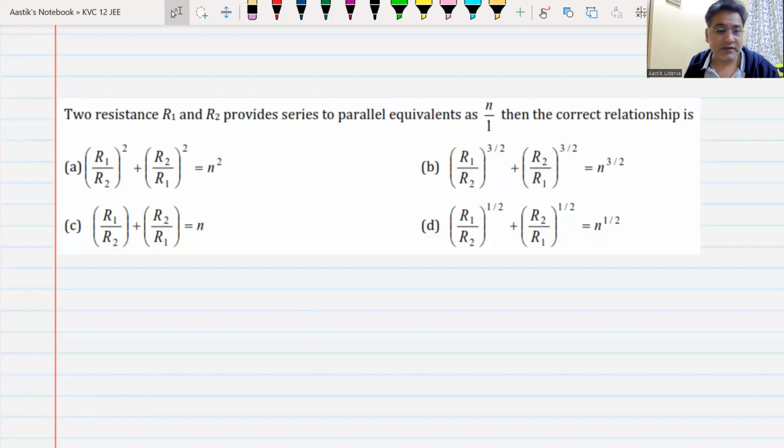Two resistances R1 and R2. The series and parallel equivalent is written as n by 1. So when you join them in series and when you join them in parallel, the ratio is n by 1. Which one is the correct relation? I'll give you 2 minutes to handle this question. Do it fast so that I can move ahead in life.